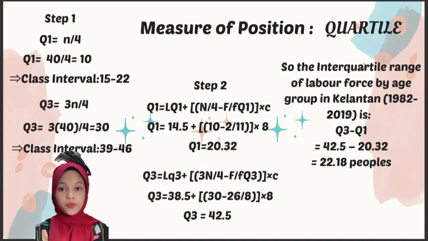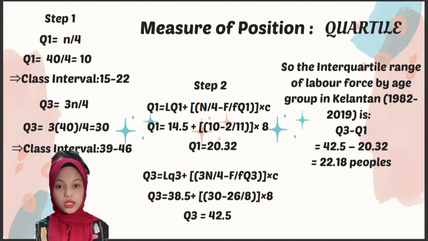Quartile has 2 steps. Step 1 has 2 formulas, which are Q1 equals N divided by 4 and Q3 equals 3N divided by 4. For the solution, Q1 equals N divided by 4 is 40 divided by 4 equals 10. So the class interval is 15 to 22. For Q3 equals 3N divided by 4, it is 3 bracket 40 divided by 4 equals 30. So the class interval is the 39 to 46 class.